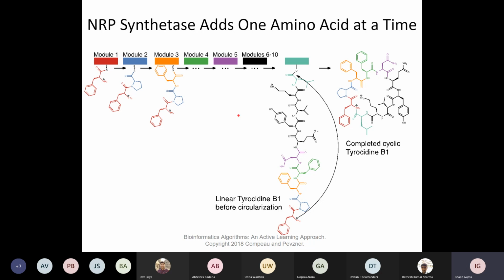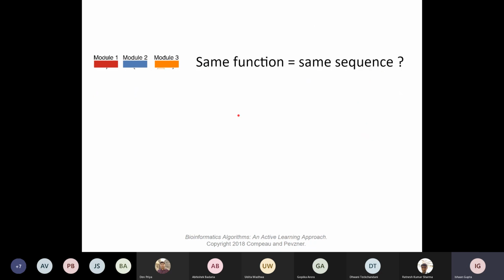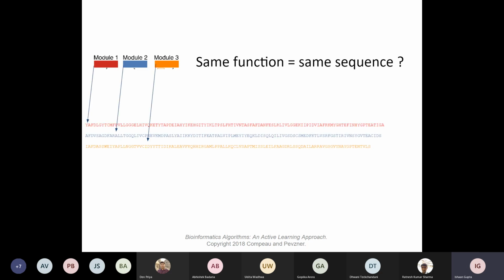So the question that researchers were asking at that point of time was, because these are the same modules and they are performing practically the same function, that is adding amino acids onto a growing chain, they should have the same sequence, right? Because it's having the same function. But now if I show you the sequence of these three modules in the amino acid space, do you see some similarities? By looking at it, can you see some similarities?